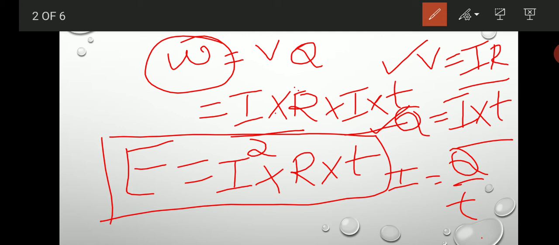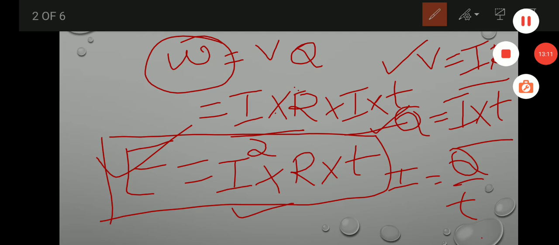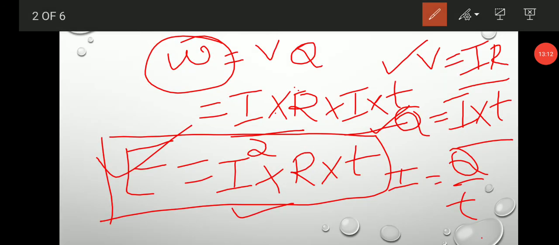So the heat that is produced in the circuit is equal to the product of I square R and T, and this is also called Joule's heating. See, in the textbook some other derivation is given, but the derivation is not important. The formula is important. Based on this you may get numerical problems. Okay, let's revise it again.